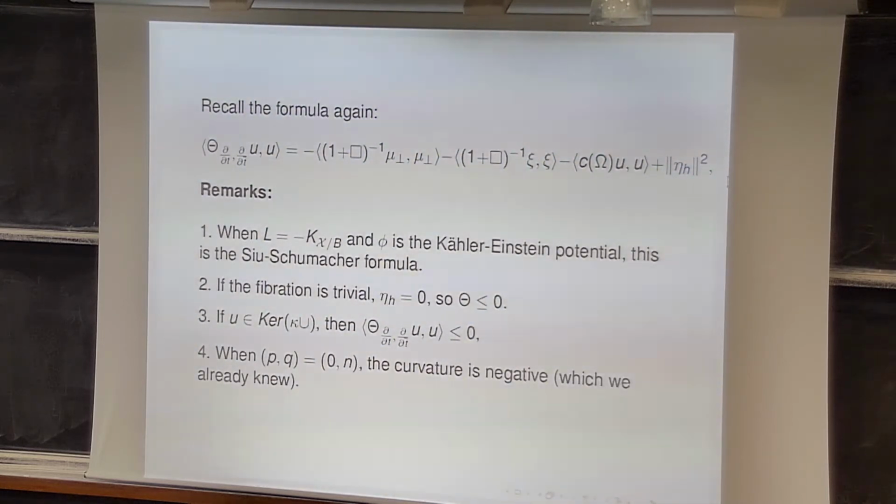And you also see that when p, q is 0, n, the curvature is negative, because then the bad thing will vanish for bi-degree reasons. It will be a (0, n+1) form on the fiber, which must be 0. So then the curvature is negative, but that is more or less what we already knew, because that's the dual of the first theorems on positivity of direct images.